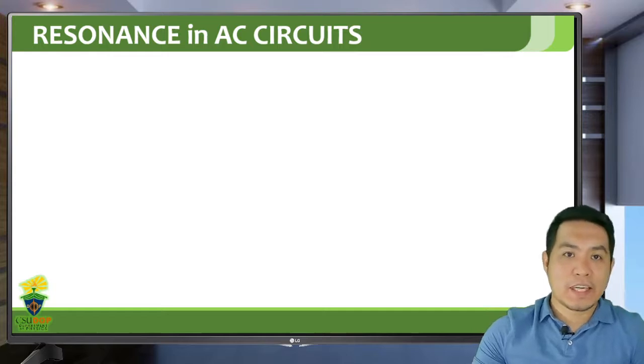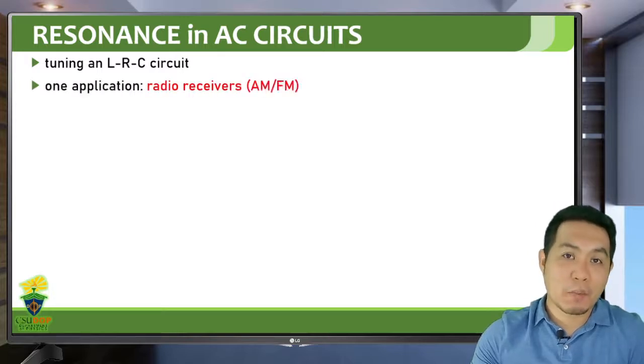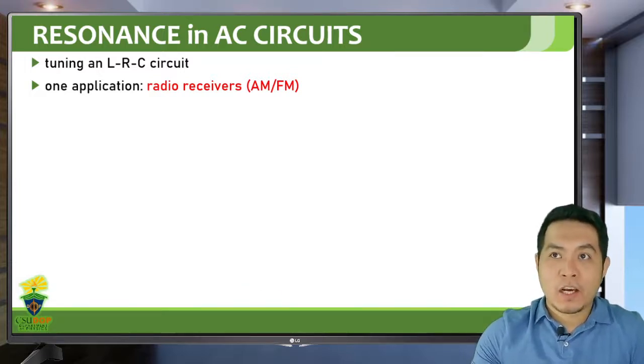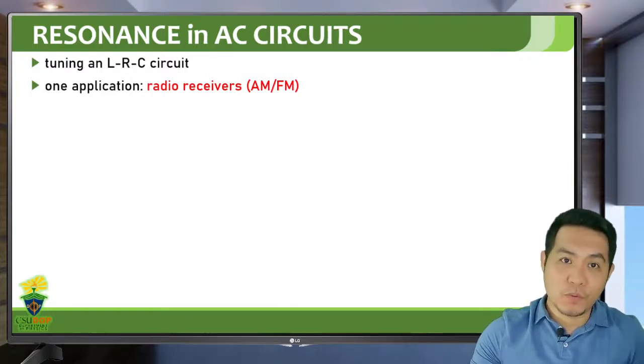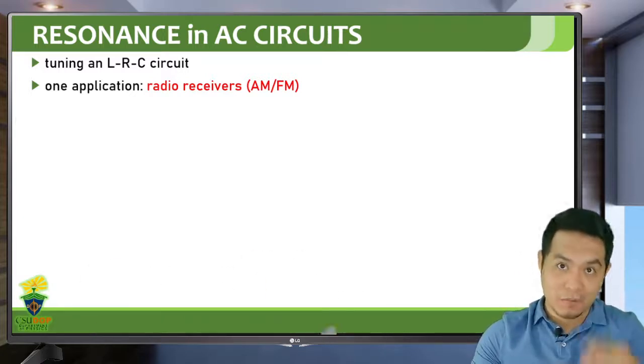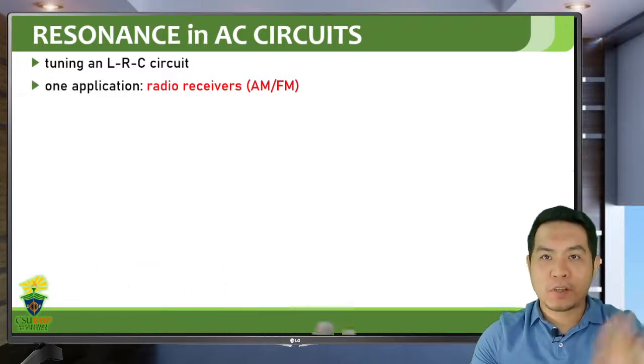Okay, so another important phenomenon involving LRC circuits is resonance. This happens when you tune an LRC circuit, and one application is radio receivers, AM and FM. As we have discussed in the previous chapter, you can tune or modulate the frequency of the current oscillation or the amplitude of the current.